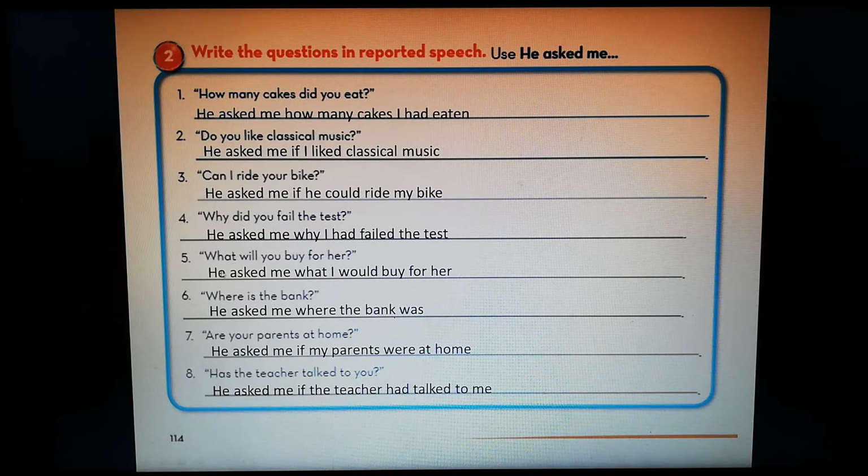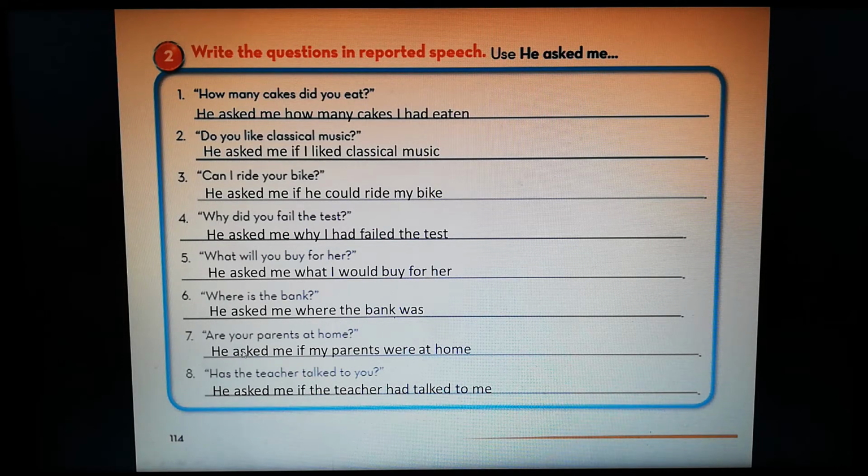Number 5. What will you buy for her? He asked me what I would buy for her. احنا عم نغير من present ل past من past ل past perfect وهكذا. Number 6. Where is the bank? He asked me where the bank was.